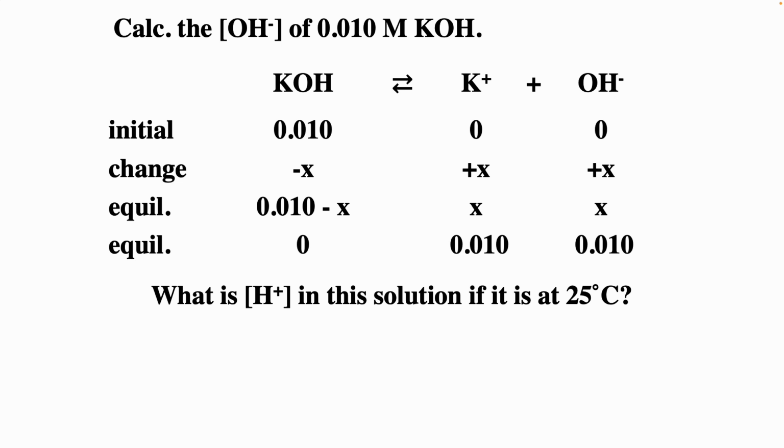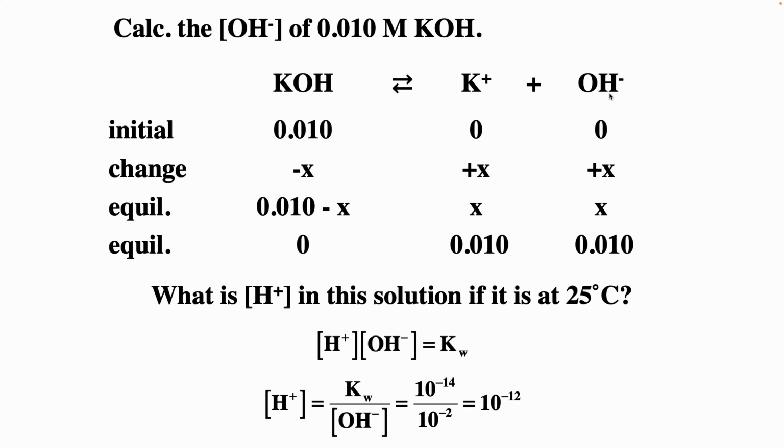We could also ask, what is the hydron concentration of this solution? And so the solution's aqueous. And so remember, for aqueous solutions, no matter what else is in solution, the hydron concentration times hydroxide ion concentration has to equal our Kw. And so hydron concentration is equal to Kw over hydroxide ion concentration. And so Kw is 10 to the minus 14th divided by 10 to the minus 2. And so that gives us a hydron concentration of 10 to the minus 12th.